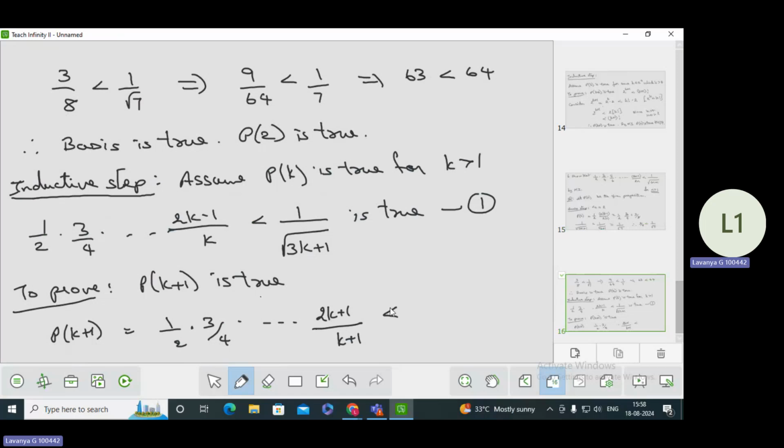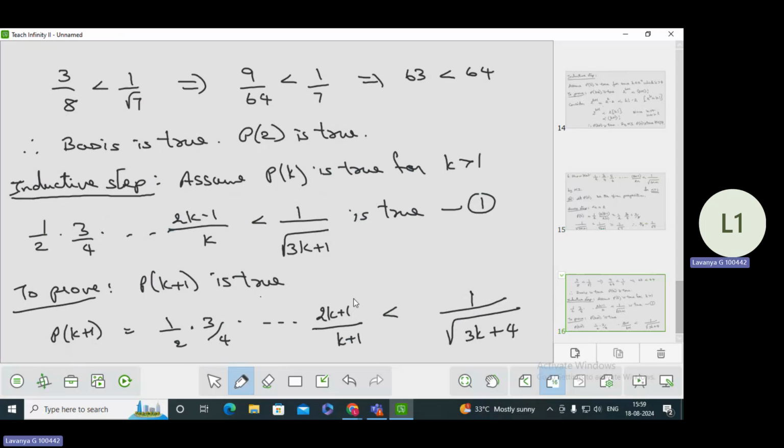This is strictly less than, I have to consider my right hand side. This is what I have to prove. 1 divided by square root of 3 into k plus 1. So it would be 3k plus 4. Actually speaking, if I have to show directly, this is what I have to show. So how are we actually going to go about this problem? We need to make some juggling with our equation 1 in order to show the result.